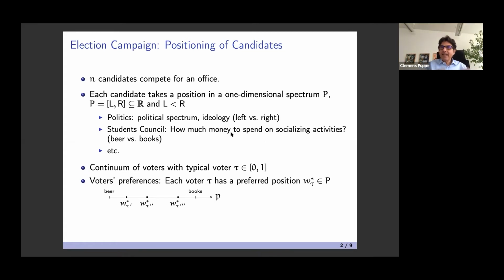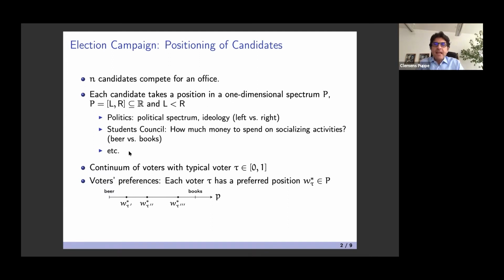And again, this is a one-dimensional spectrum, right? All the money for beer would be one extreme position. All the money for books would be the other extreme position. And somewhere in between is some money for books, some money for beer. Okay, so that's a very simple example here. But there are many more such examples, I think, that you can construct.